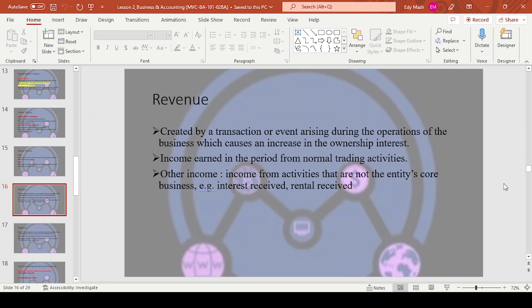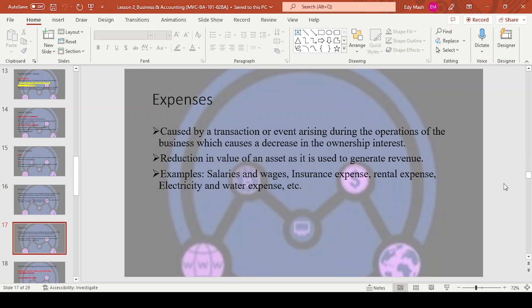All right, revenue, that's money coming in for the company. Money coming in, like any money earned by the company from normal trading activities. And there's other income that is not the core business of the company, like interest received, rentals received. This company is a bakery, so the source income is supposed to be sales of the cakes and the bread they make in the bakery. But there are other activities that can bring income, like interest received, rental received, for example.